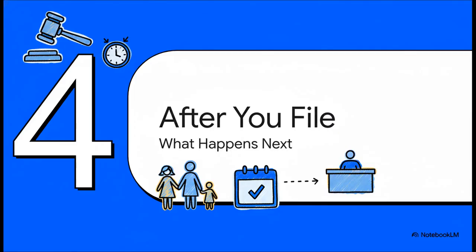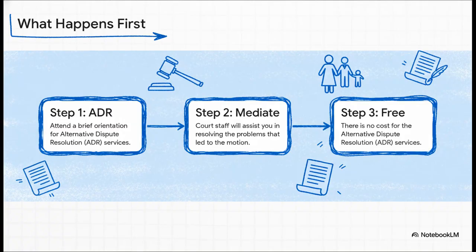So, you've stated the facts, you've requested your remedies, and you've filed that motion with the court. Now what? Well, the process doesn't just grind to a halt and wait for a judge. There are some immediate next steps. So before you even see a judge, the court actually requires you to try something called Alternative Dispute Resolution, or ADR. Think of it as a mediation-style process. Court staff will get involved and help you and the other parent try to work things out. The whole goal is to solve the problem without needing a full-blown court hearing. And, this is really important, these services are provided for free.